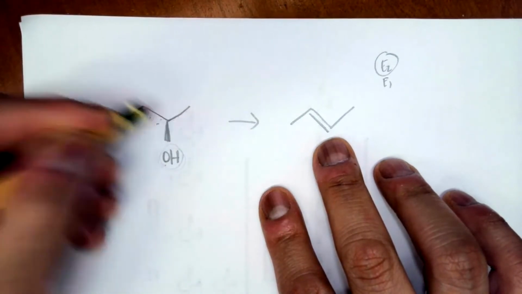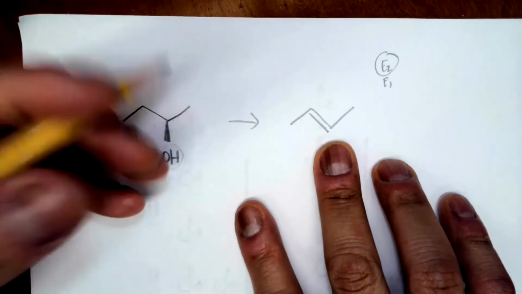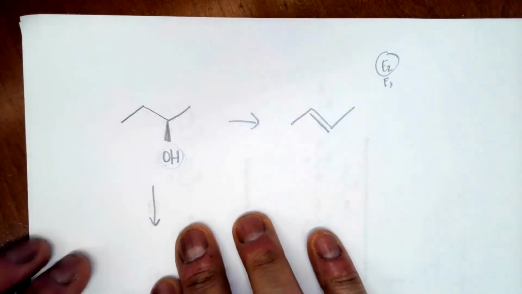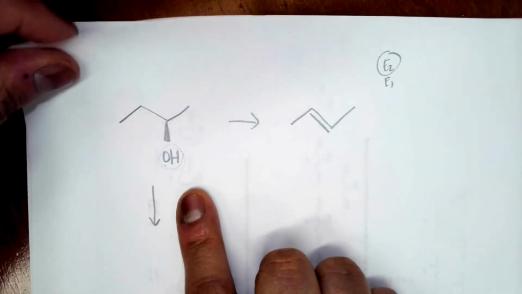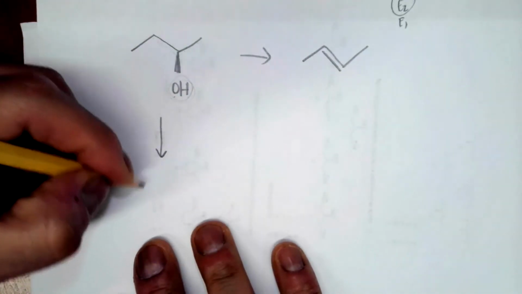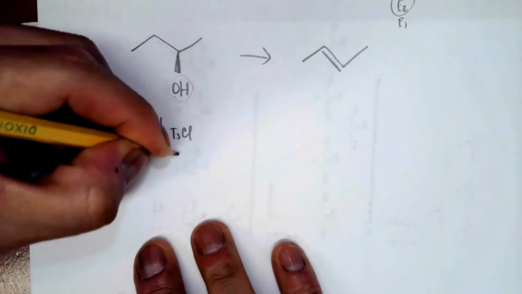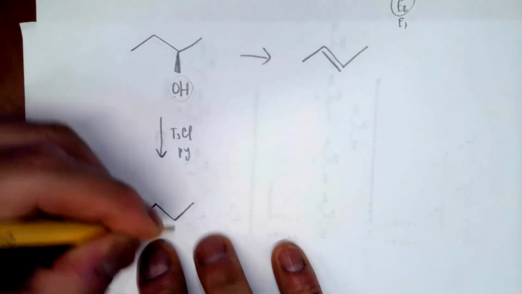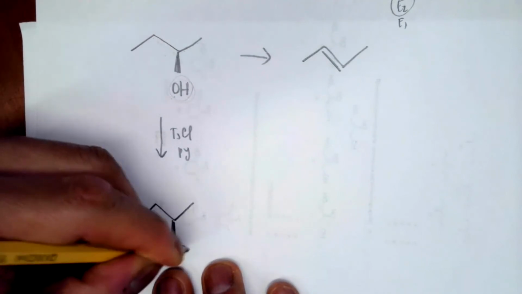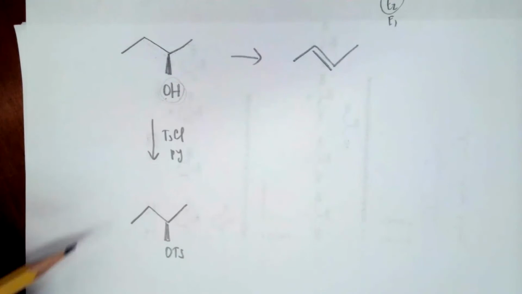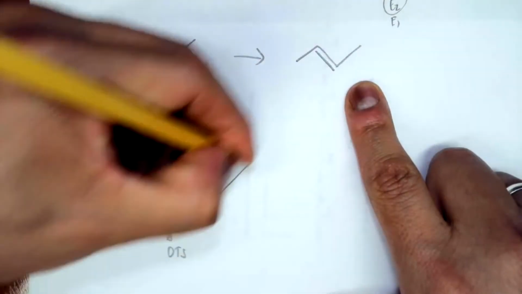Okay, so what am I going to do? This guy has to be converted into a good leaving group. How can I make an alcohol into a good leaving group? With tosylation, tosyl chloride in pyridine, OTs. That's my first step. Now, how can I go from this OTs substrate to this alkene?